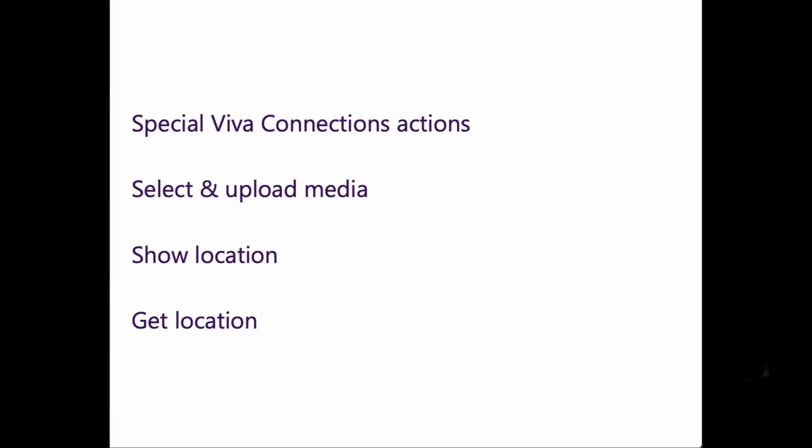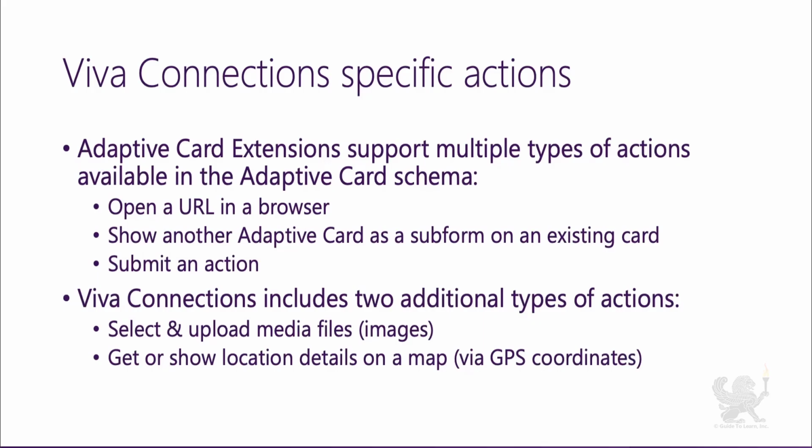In this section, we're going to learn about some special action capabilities that are supported by Viva Connections for both working with media and working with locations. The SharePoint Framework Adaptive Card Extensions support multiple types of actions that are available in the adaptive card schema. These include actions such as opening a URL in a browser, showing another adaptive card as a subform on an existing adaptive card, and submitting an action.